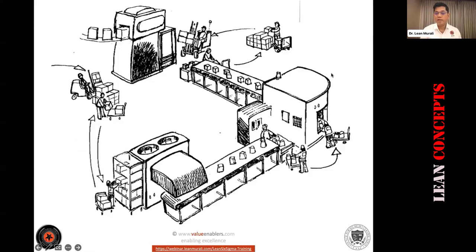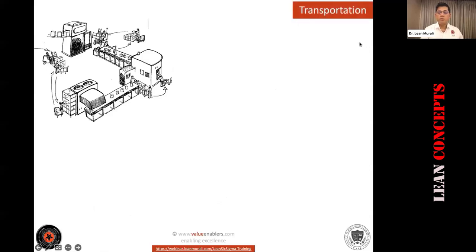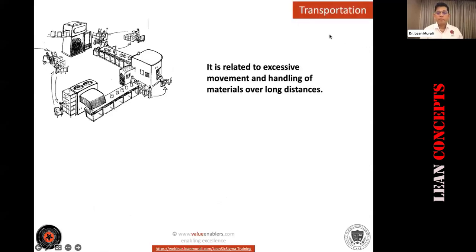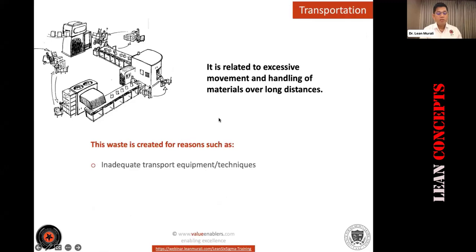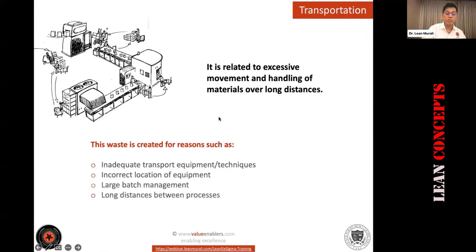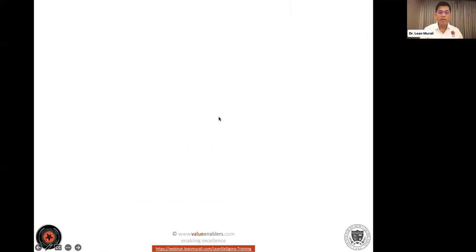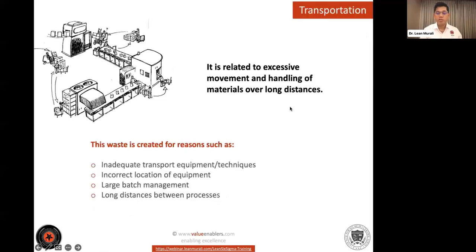This one is also self-explanatory. What do you see on this? Transportation. Okay, fine. Transportation is the excessive movement of material over long distances. If you have inadequate transportation techniques or equipment, incorrect location of this equipment, large batch management and long distances between the processes, all that will lead to excess transportation.